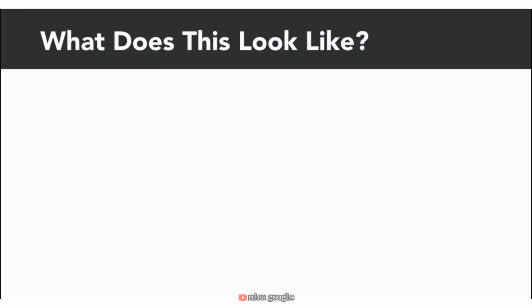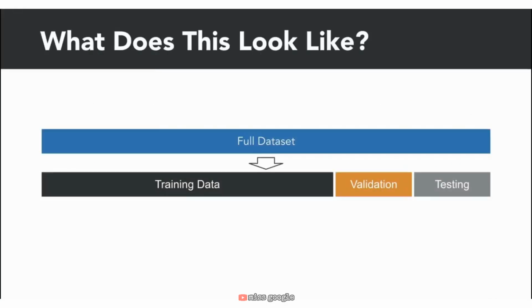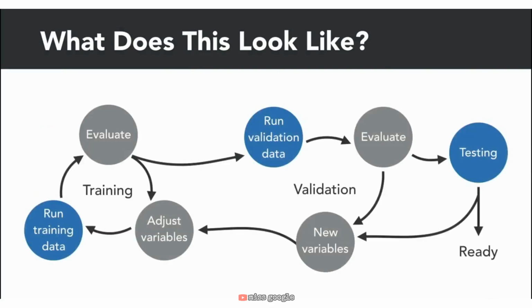Okay, so let's zoom back out for a minute. Now this can vary, but a standard way to split your full data set is to assign 60% of the data to the training set, 20% to the validation set, and then the remaining 20% to the test set. We'll talk more about this as we move forward, but this is what the high-level overall process looks like.